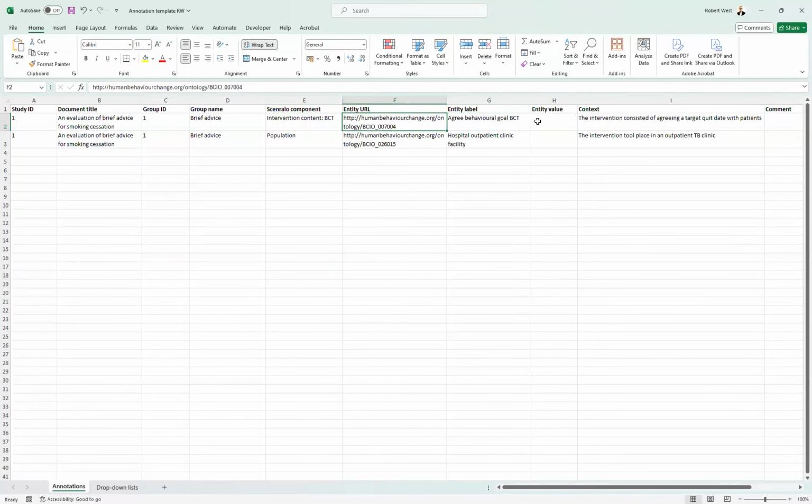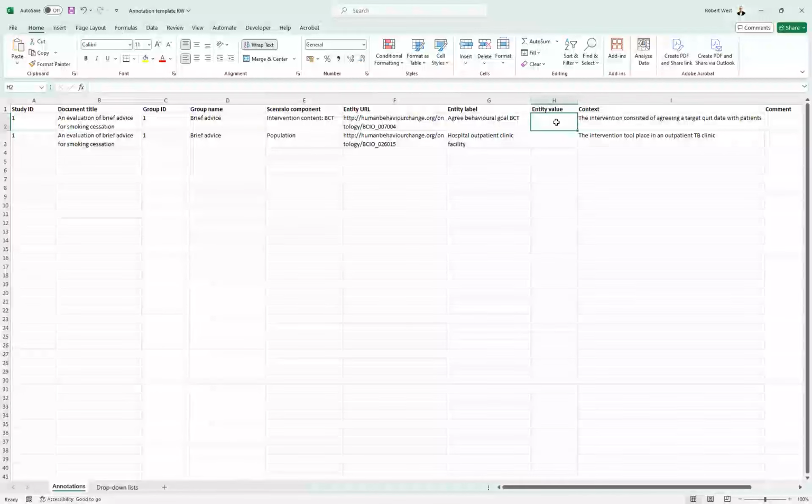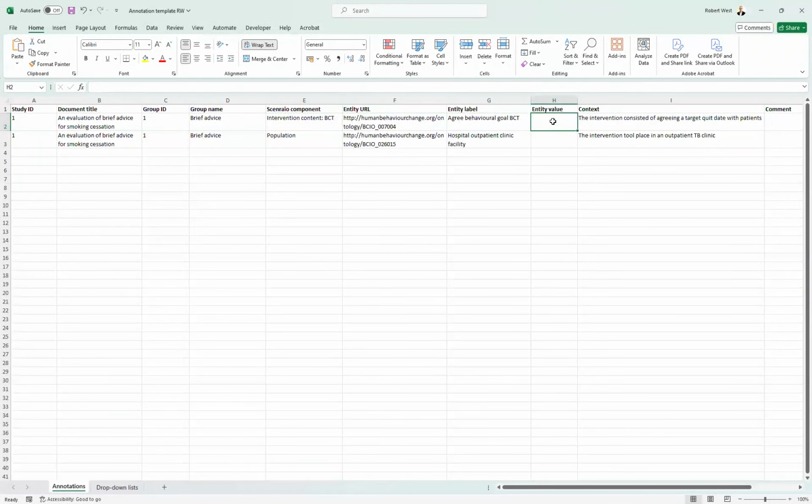That's its ID. Sometimes if it's something like age, then you'd want to put a value in there. If it's mean age, for example, you'd want to put in 40.5 or something, and then you'd put in the context, which is the text that you used to identify this. And then it's quite a good idea to have a comment field as well. And you do that for all of your entities, so there'll be one row per entity. A given document could have as many as 100 or more rows in it. And then you just write a script to merge the files so that you can create your flat database.